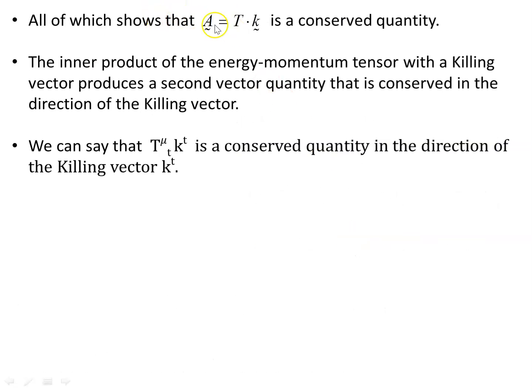All of which shows that the vector A, T dot k, is a conserved quantity. So the inner product of the energy momentum tensor with a Killing vector produces a second vector quantity that is conserved in the direction of the Killing vector. Or we can say that this here is a conserved quantity in the direction of the Killing vector k_t. All right, that's it.